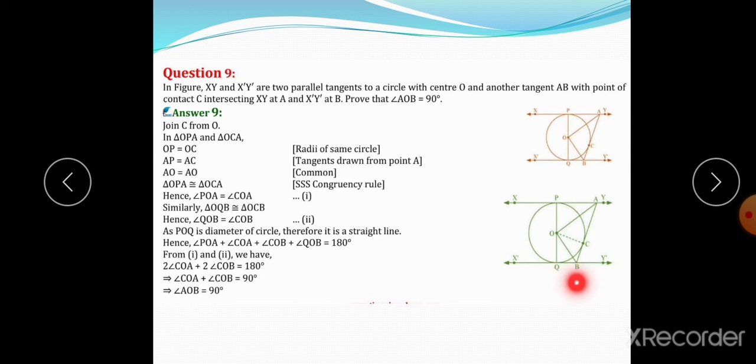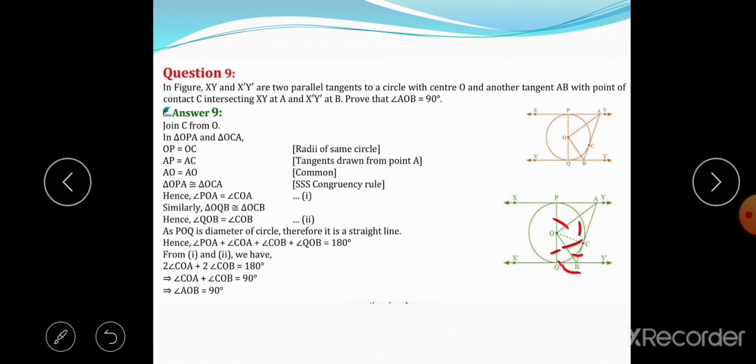So QB equals CB. Then take these two triangles, triangle OQB and triangle OCB. We have to show they are congruent. QB equals CB, and OQ equals OC, they are radii, and OB is common. By SSS we can say both are congruent. Then by CPCT, this angle equals this angle. Same way in these two triangles, this angle equals this angle.